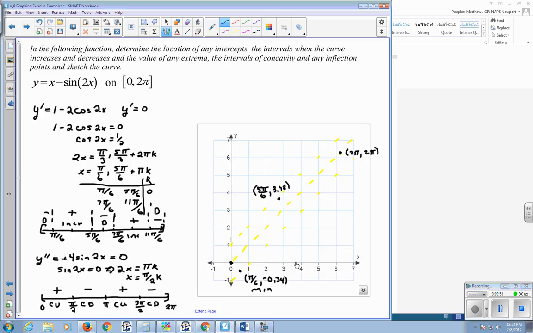At 7 pi over 6, which is just slightly to the left of 4 right here, between 3 and 4, we're going to find a value of about 2.88. So right about here. 5 pi over 6, 7 pi over 6. That's 7 pi over 6 right here, where we get about 2.88. Let me try that again.